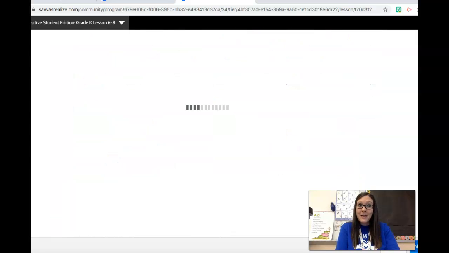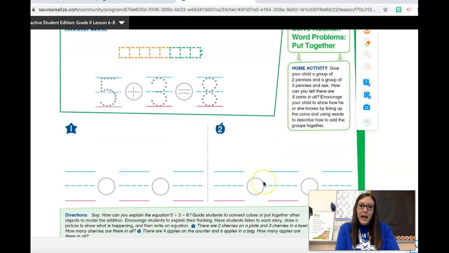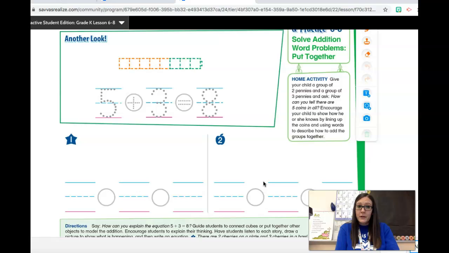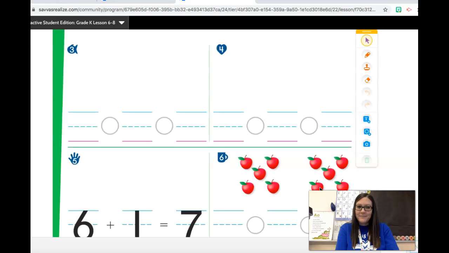You guys are doing fabulous. Turn the page. Here's today's homework page. I would like you to do one side. You can pick this side or this side. You don't have to do them both, but you can if you would like the extra practice.